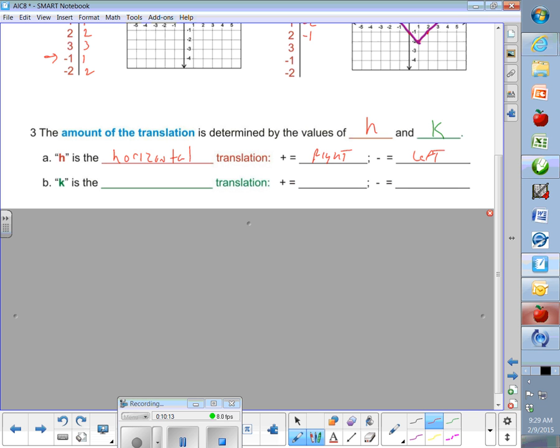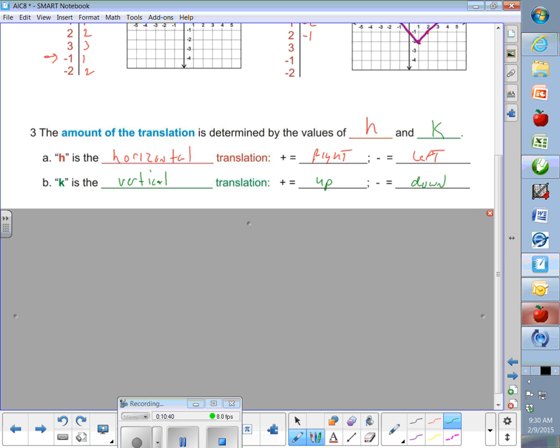Just like slopes, by the way. Positive x value is moving right. Negative x value is moving left. So therefore, K has to be the what translation? Say it if you know it. Vertical. Again, you guys need to be thinking. So therefore, positive K would do what? Go up. And negative would be down.